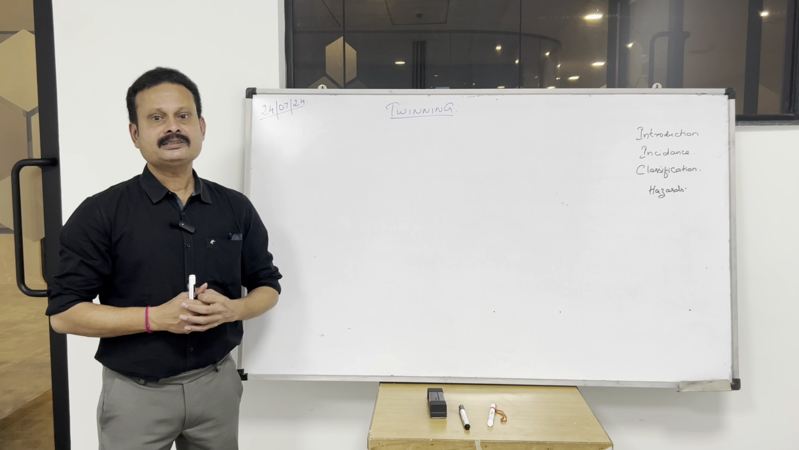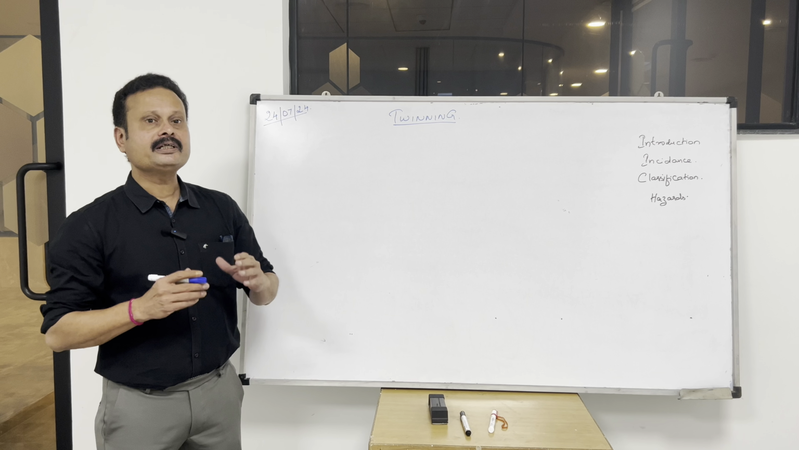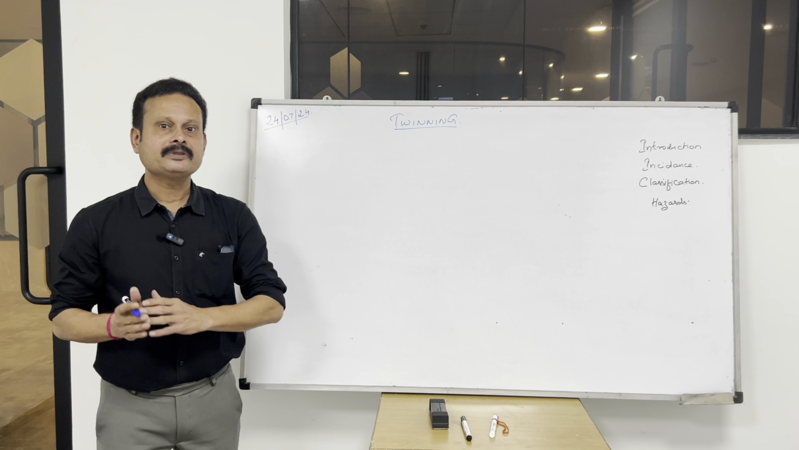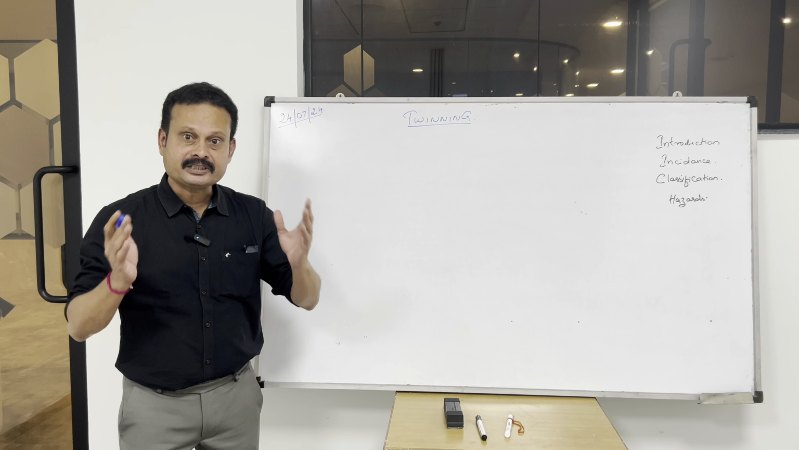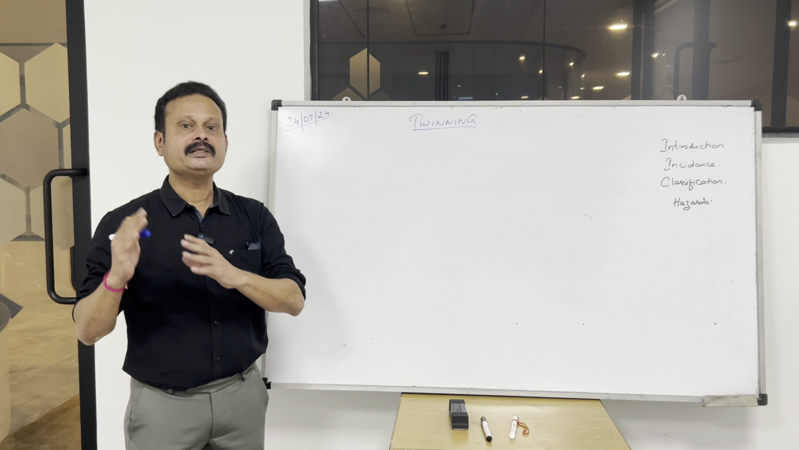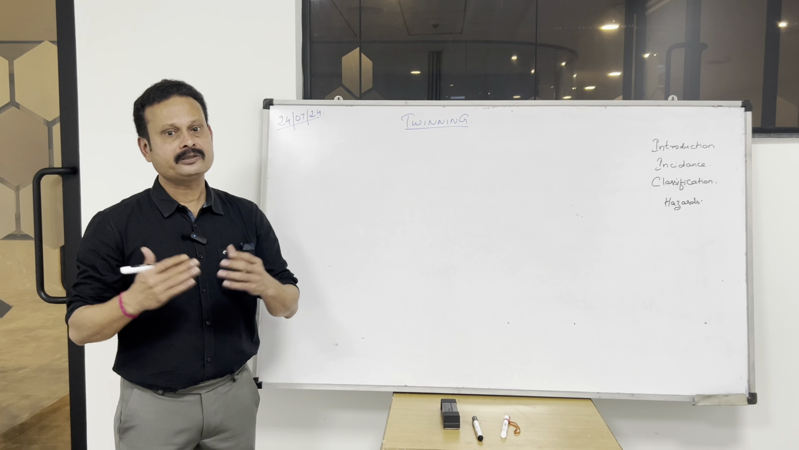If you see the incidence of twinning, normally the incidence of twinning is 1 in 80 childbirths for 2 children. If it is triplets, it is 1 in 80 square, and if it is quadruplets, it is 1 in 80 cube, likewise.